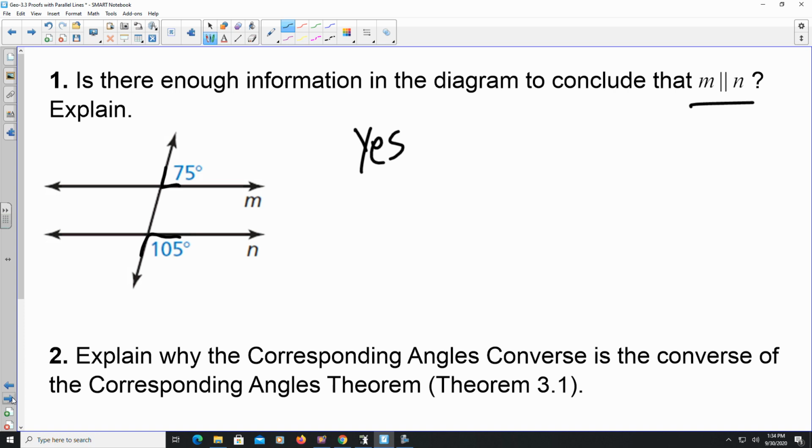The reason for that is we know that this angle here and this angle here are a linear pair. Since they are a linear pair, we could say that 180 minus 75 is going to be 105. Since those are a linear pair and this angle is the same, and those two angles are corresponding angles, by the corresponding angles converse, we can say that m is parallel to n.